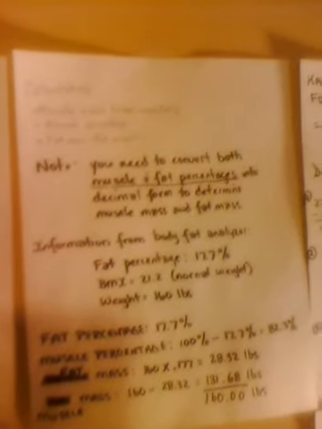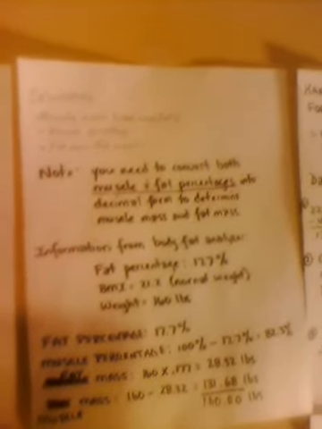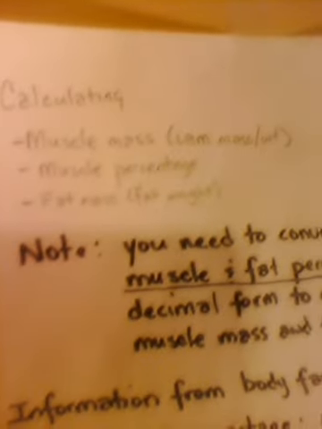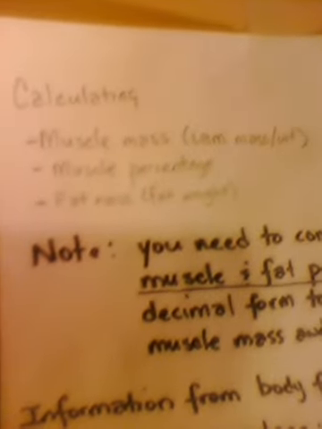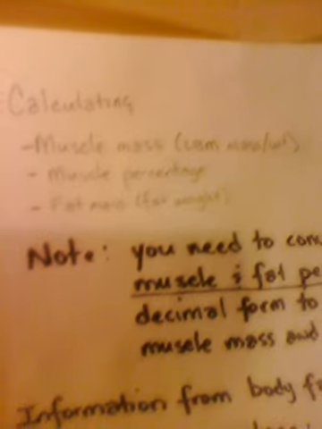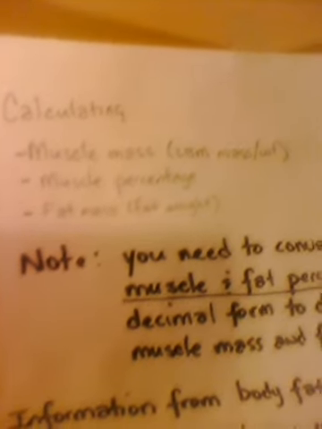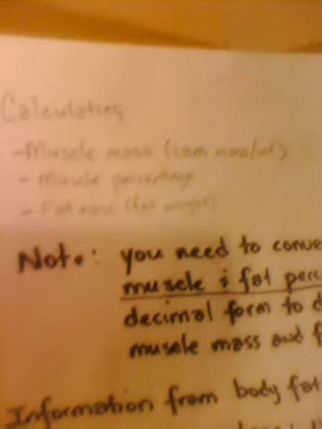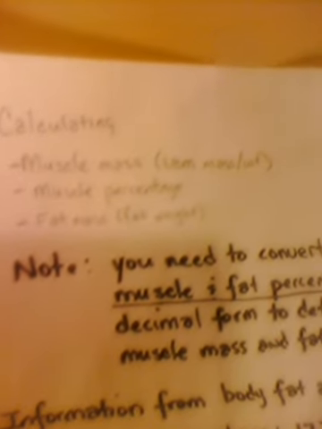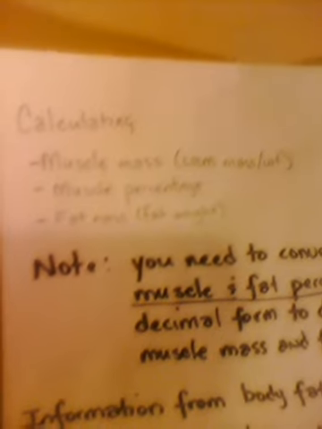Okay, we're going to go into body composition. So for body composition, you need to know how to calculate the following. I'm going to move it up here. I'm going to try to keep a steady hand. Muscle mass, which is also known as your lean body mass or weight, muscle percentage, and fat mass, which is also known as fat weight, which you will see on your fitness assessment form later on as you work amongst yourselves.